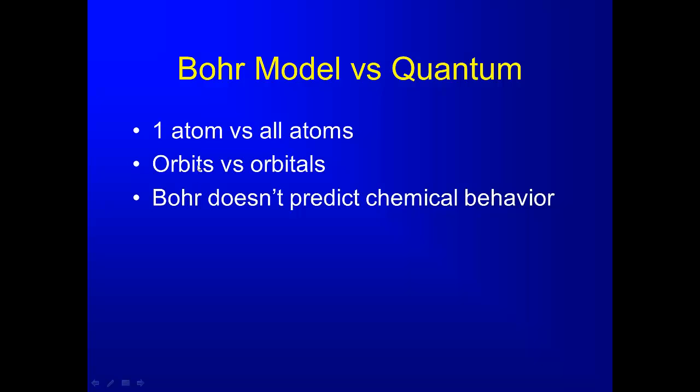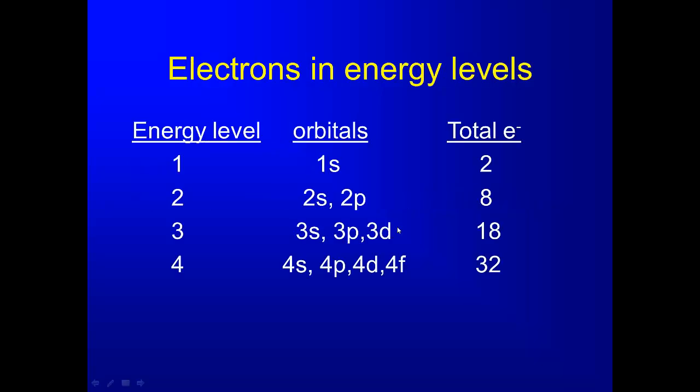With Bohr, we talk about orbits. With the quantum model, you're talking orbitals. So just realize this is not a made-up word. An orbital is a 3-dimensional region. And the big thing was the Bohr model really just didn't satisfactorily predict the chemical behavior and why certain atoms will react.